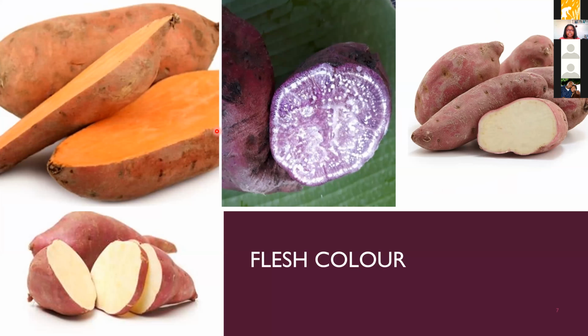We have in some of the islands purple skin, purple flesh colors. We have examples of white flesh with pink skin. We even have deep orange flesh colors with pink skin and pink and yellow or cream skin varieties. So it's a wide range.